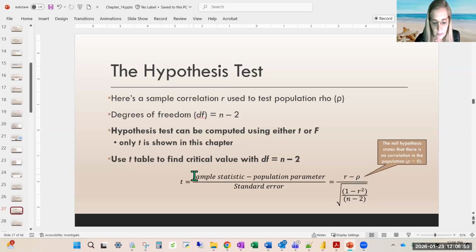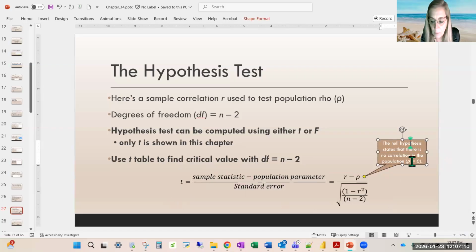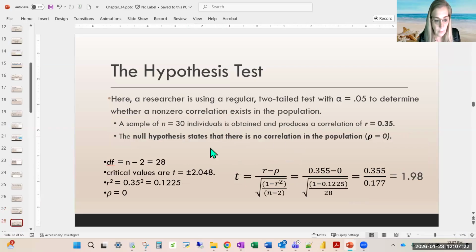All right, and you can see what this formula looks like. To interpret that, it's the sample statistic minus the population parameter. And remember, just like with our ANOVA test, the population parameter equals 0. So we can say it's r over the standard error, and you can see the calculations for standard error. So how do we do this?